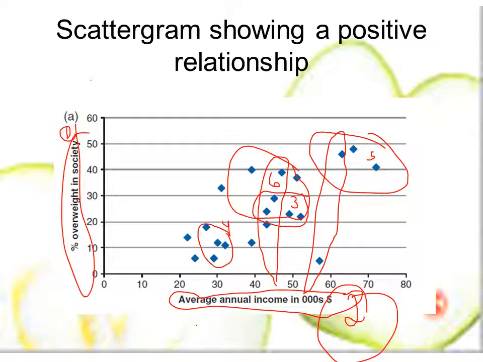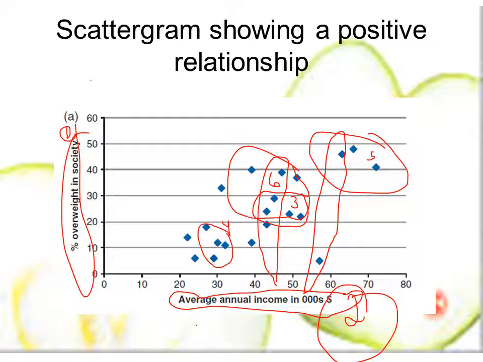So when we look at the scattergram showing a positive relationship, we look at the percentage of overweight individuals in a society, and that's on the left-hand side, and I'm going to mark that with a 1 and a little circle around it. Then we're going to compare that to the average annual income of individuals, and I'm going to mark that with a 2, and circle that for us.